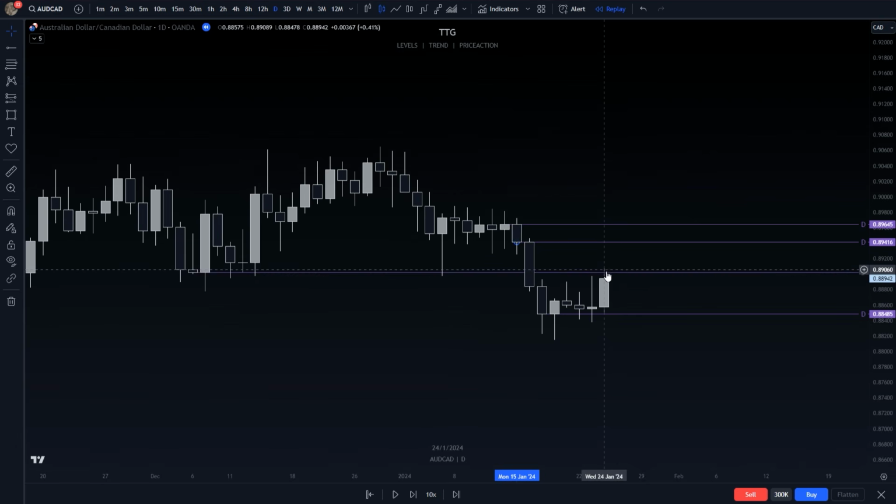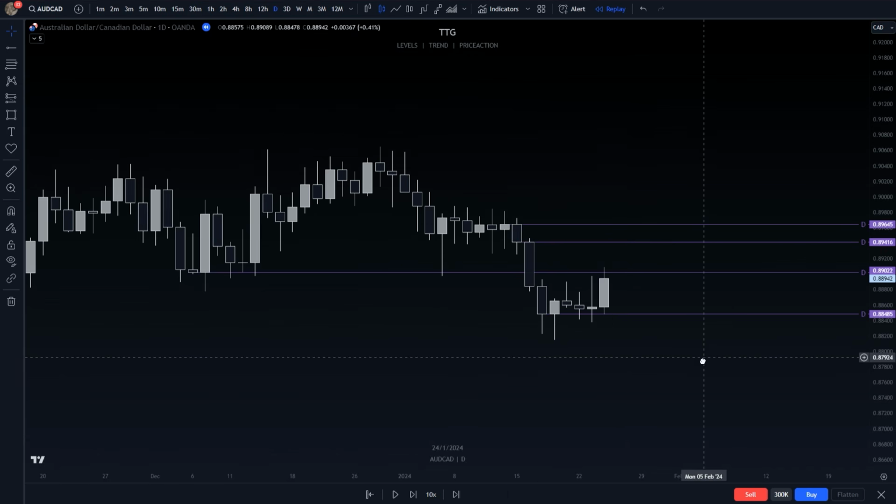Above we also have untested or fresh resistance levels, and the trend is to the downside. So the basic idea is to see that price is rejecting a fresh level of a higher time frame and then switch to a lower time frame to trade in the direction of the higher time frame trend.